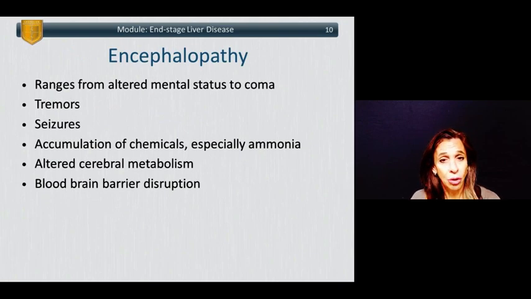Encephalopathy is also a common finding in patients with advanced liver disease. And this can range from an altered mental status all the way to a coma. Patients can have tremors, seizures. This is due to an accumulation of chemicals, especially ammonia. There's altered cerebral metabolism and disruption of the blood-brain barrier.